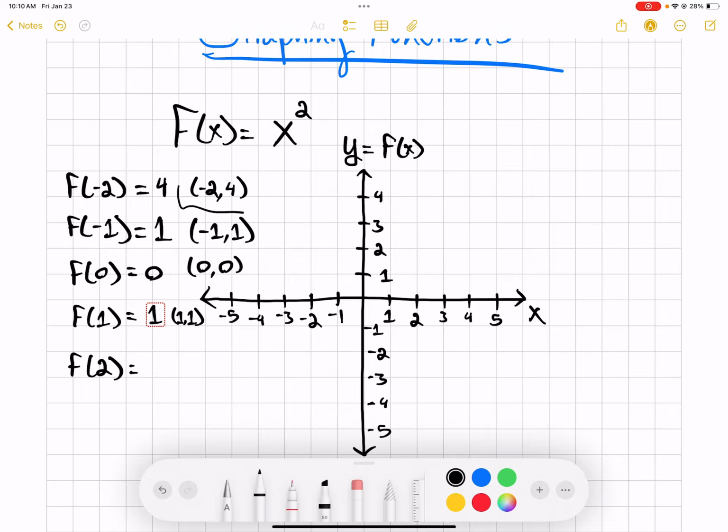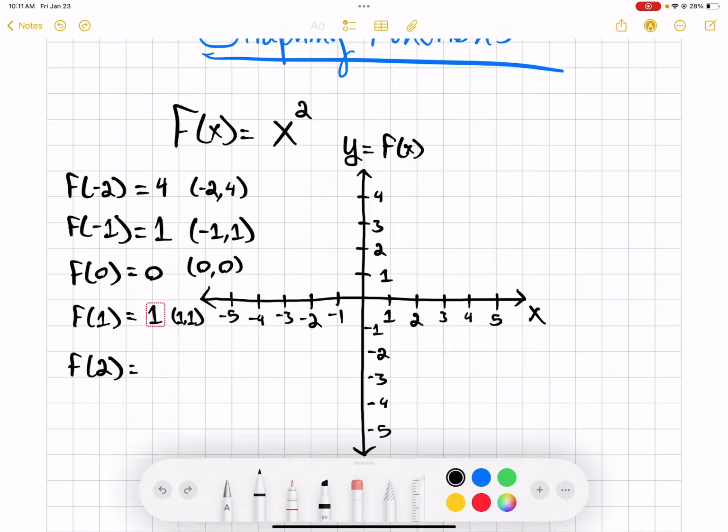So this coordinate point here is saying when negative 2 is my input, 4 is my output. This coordinate point is saying when negative 1 is my input, 1 is my output. This coordinate point is saying when 0 is my input, 0 is my output. This coordinate point is saying when 1 is my input, 1 is my output.